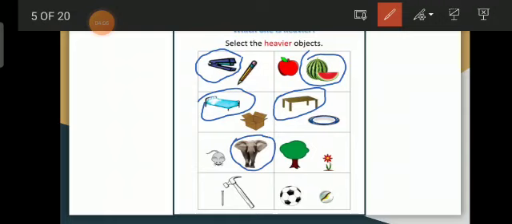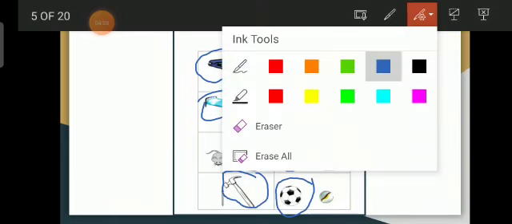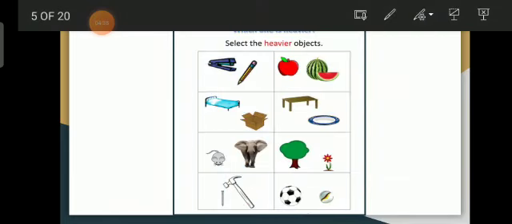Tree or a flower? Tree. Nail or hammer? Yes, hammer is heavier than nail. Football or marble? Football. I have circled the heavier objects. Let me erase my rough work now and move to the next slide.